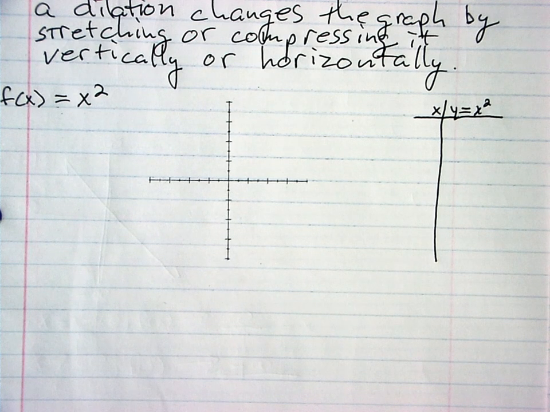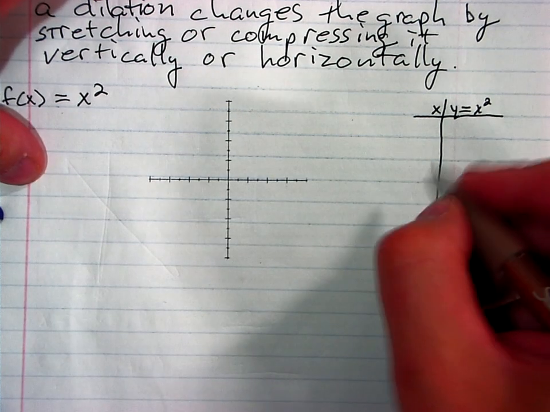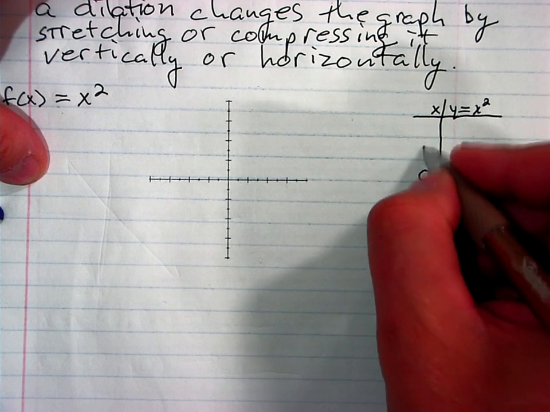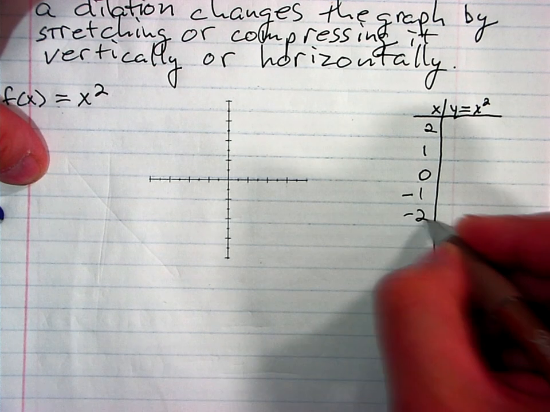How many points should I have for a parabola to graph it? I would prefer at least 5. So, is this parabola moving left to right at all? Is there anything in parentheses that tells us to move left to right? No. So it's going to be on 0. So x is going to be 0, and then I'm going to choose 2 points to the left of it and 2 points to the right of it. So I'm going to choose 1 and 2 and -1, -2.